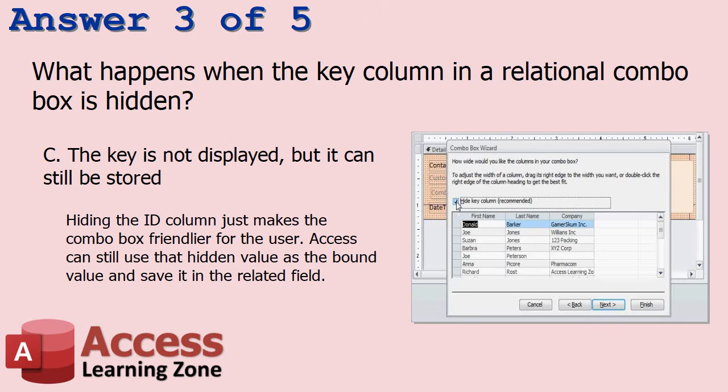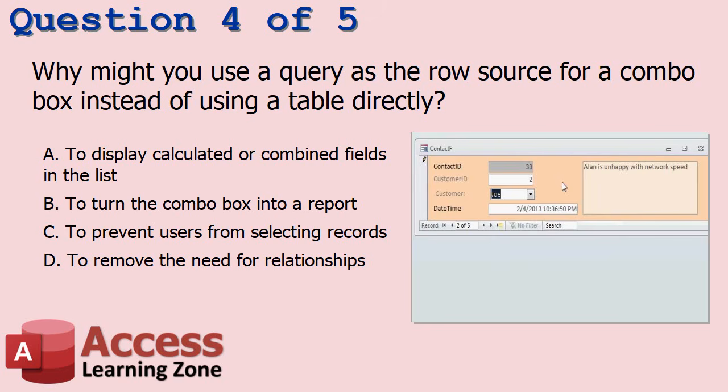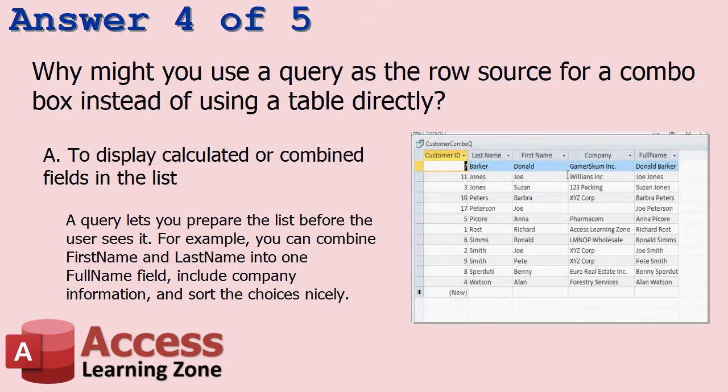Question 4. Why might you use a query as the row source for a combo box instead of using a table directly? To display calculated or combined fields in the list, to turn the combo box into a report, to prevent users from selecting records, or to remove the need for relationships. That's to display a calculated or combined field in the list.